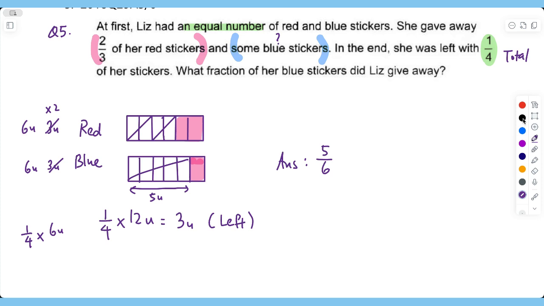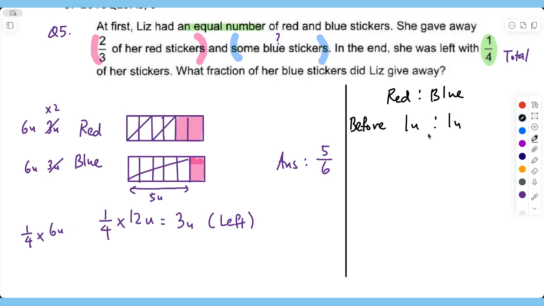To use the ratio method to solve this question, at first she had an equal number of red and blue. So we have red and blue. And since it's an equal number, this is before, it will be 1 unit is to 1 unit. So they are equal.